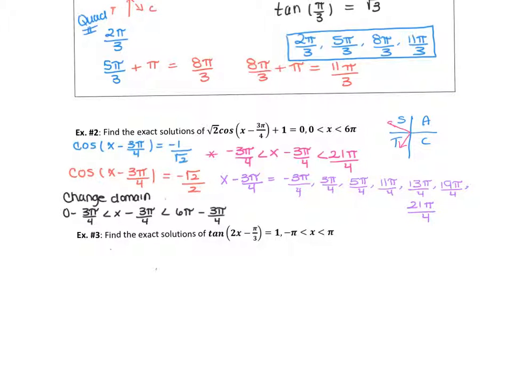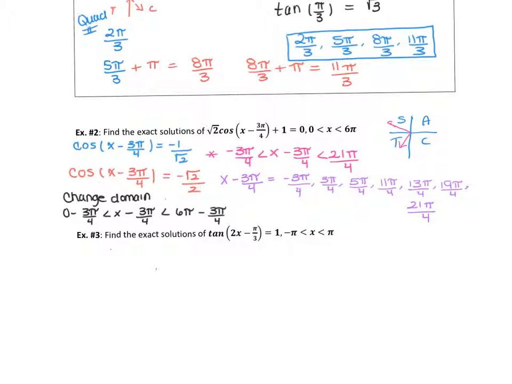Now, the reason that you have a negative 3 pi over 4, looking at your new interval, it goes from negative 3 pi over 4 to 21 pi over 4. Okay. So that's just looking at our interval there. Now, because we have a minus 3 pi over 4, these aren't actually our answers, right? And it doesn't make sense with what we have right now, with our current domain.